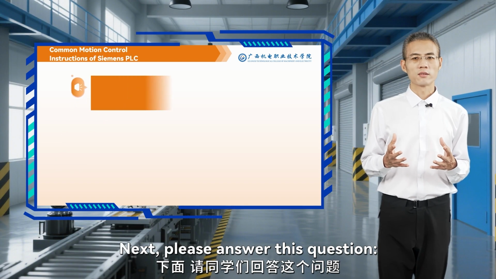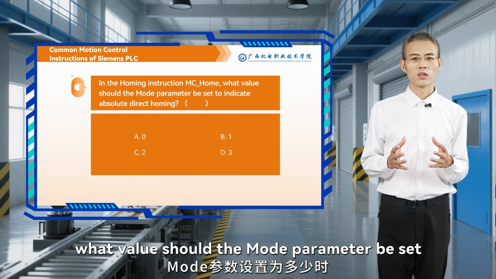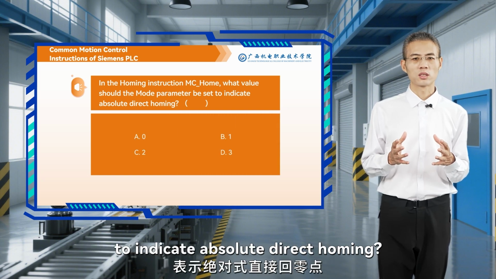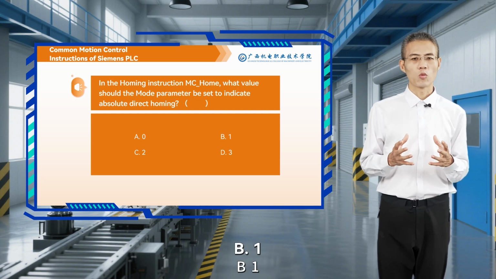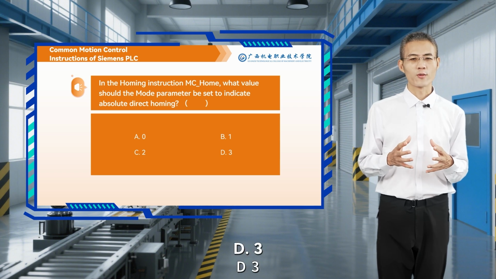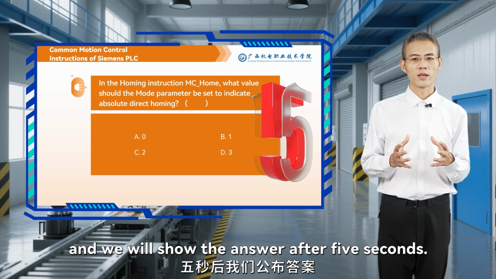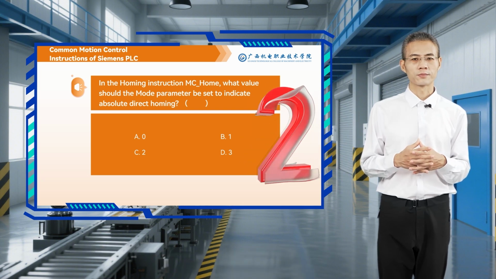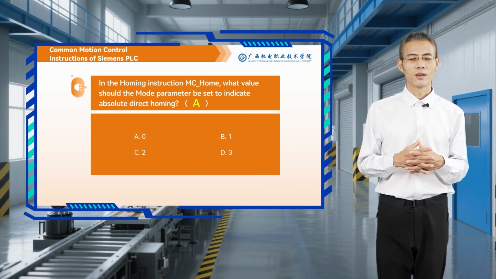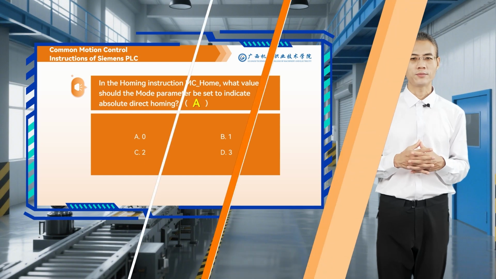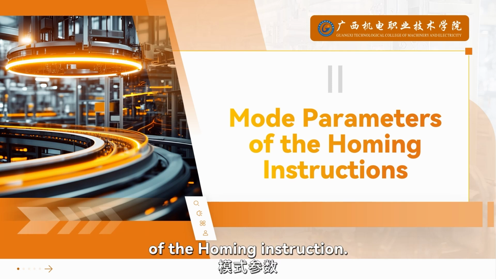Next, please answer this question. In the homing instruction MC Home, what value should the mode parameter be set to indicate absolute direct homing? A 0, B 1, C 2, D 3. I will give you 5 seconds to think and will show the answer after 5 seconds. The answer to this question is A. Did everyone choose the right answer? Next, let's learn about the mode parameters of the homing instruction.